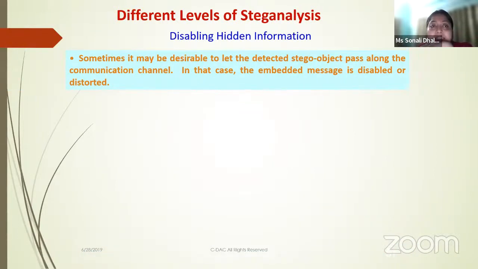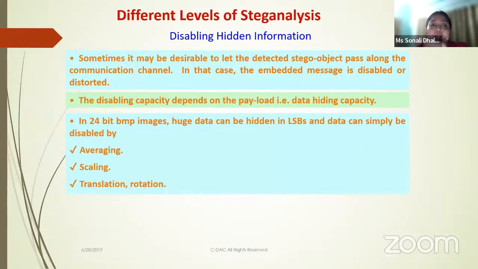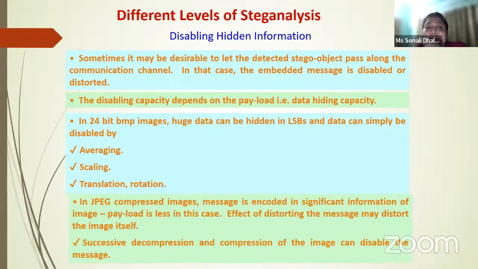So there are several disabling techniques for hidden information. Disabling capacity depends on the payload, that is the data hiding capacity. In 24-bit BMP images, huge data can be hidden in LSBs, and data can be simply disabled by averaging, scaling, translation, rotation, etc. In JPEG compressed images, the message is encoded in significant information and the image payload is less. In this case, the effect of distorting the message may distort the image itself. Successive decompression and compression of the image can disable the message.